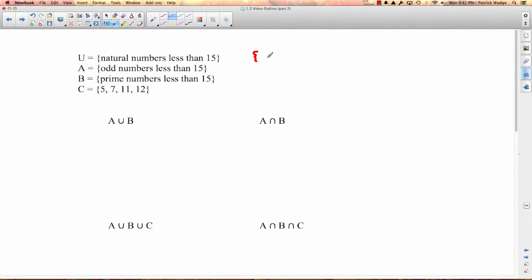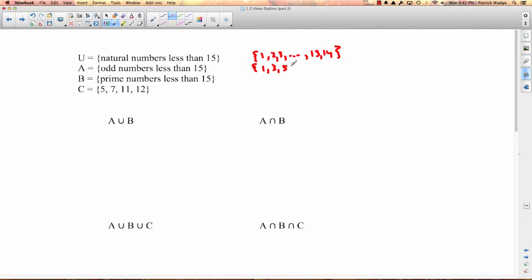What do the natural numbers start with? 1. So we go 1, 2, 3, and I keep going dot dot dot, and I finish with 13, 14. Do I include 15? No, because it has to be less than 15. So this is the first one right here. The second set is set A, and it is odd numbers less than 15. So let's write them out here just to help us.